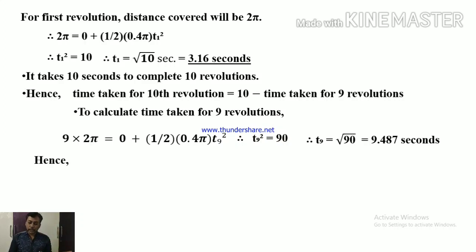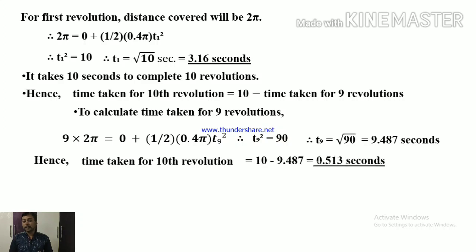We know the time for 10 revolutions. So the time taken for the last, that is the 10th revolution, is 10 minus the time taken for 9 revolutions. So hence the time taken for the 10th revolution is equal to 10 minus 9.487 seconds. What is 9.487? That is the time for 9 revolutions, and the total time is 10. So if we subtract the time taken for 9 revolutions from the total time, we get the time taken for the 10th, that is the last revolution, and that is 0.513 seconds. So from this we get the third answer.